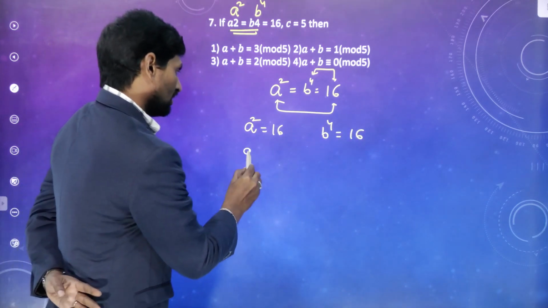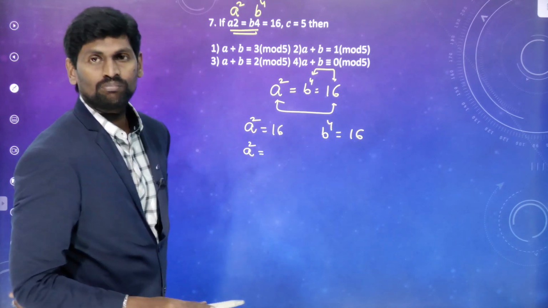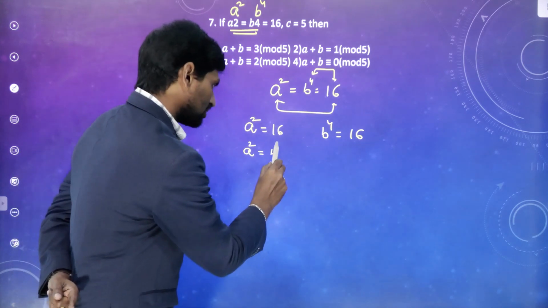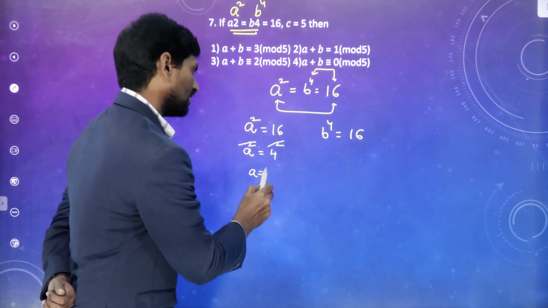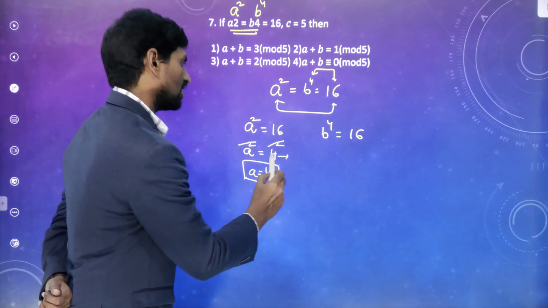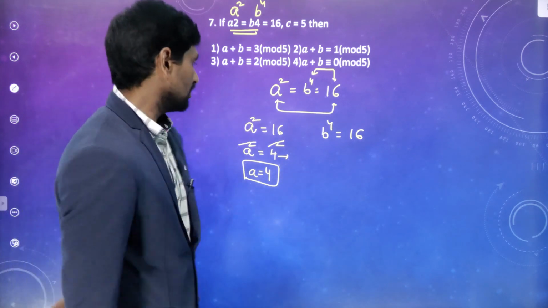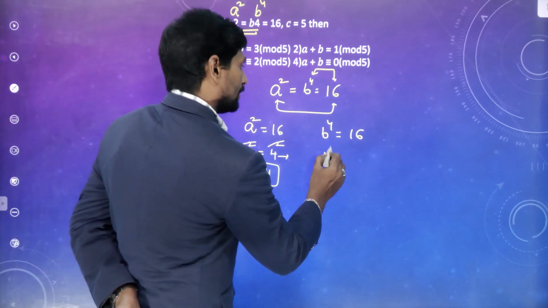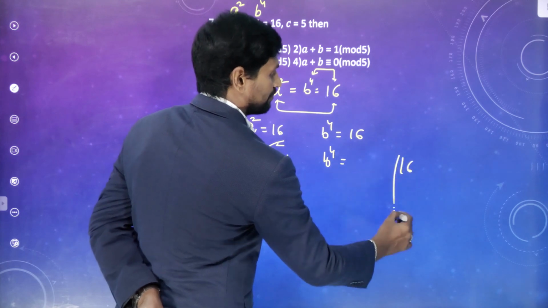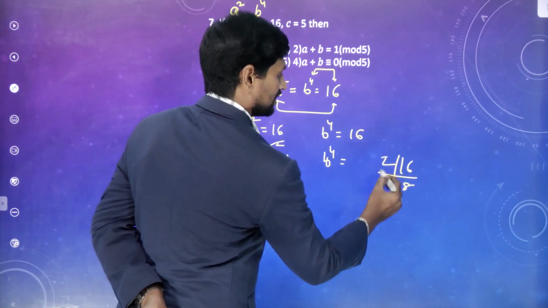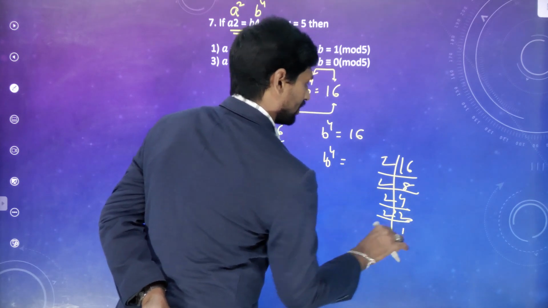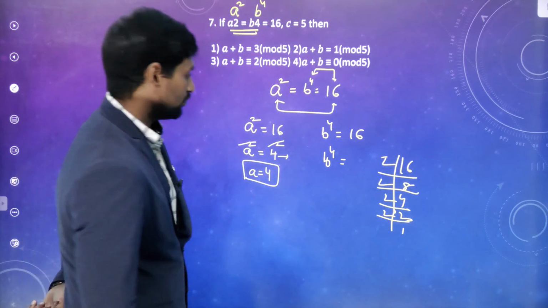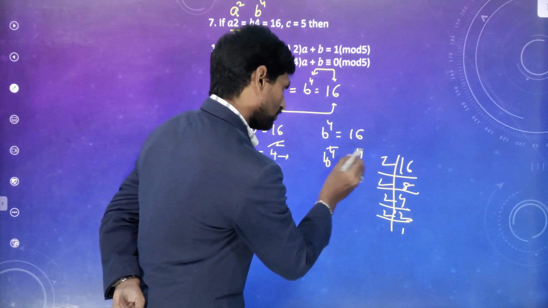See, 16 is a square number. I can write 16 as 4 square. 4 4s are 16. Both sides square cancel, then A value is 4. That means we are applying the square root on both sides. Now here, B power 4, that means 16, you find prime factors. 2 8s, 2 4s, 2 2s, 2 1s. 2 into 2 into 2 into 2, 4 times. So 2 power 4, so B value is 2.